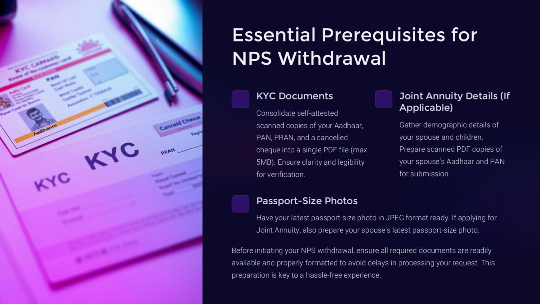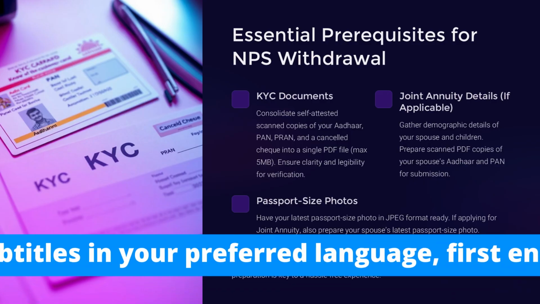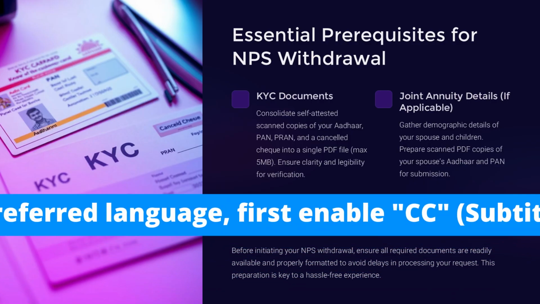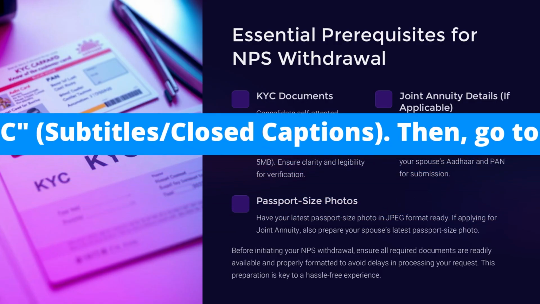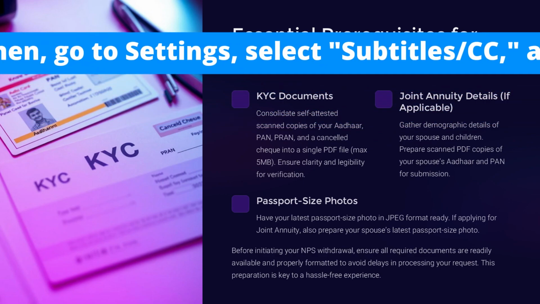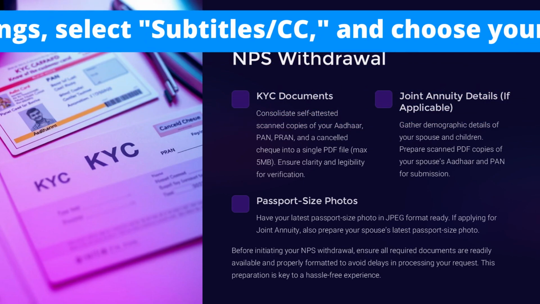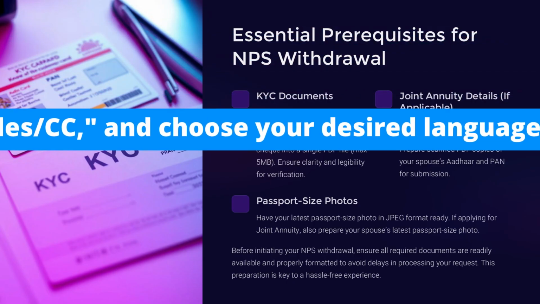If you are selecting a joint annuity option, you'll also need to collect a scanned PDF of your spouse's Aadhaar and PAN cards. In addition, make sure you have your most recent passport-size photograph in JPEG format. For joint annuity applicants, your spouse's photograph in JPEG format is required as well. Being organized at this stage will save time and prevent delays later.